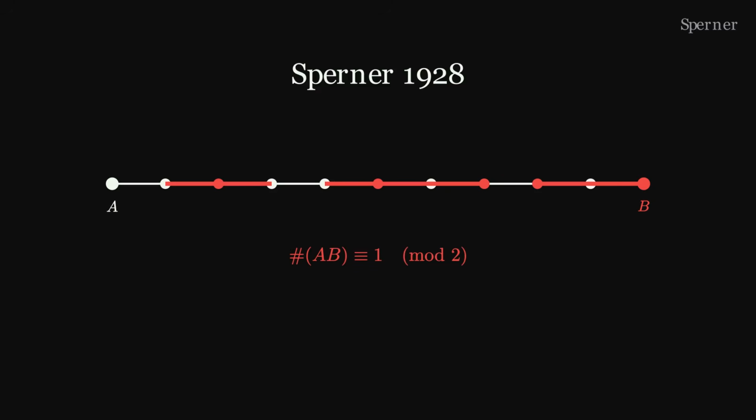Every time you cross from A to B, you add 1. Every time you cross from B to A, you add 1. You start in A land, you end in B land, so the total number of crossings must be odd. That's the lemma. Now the 2-dimensional version.